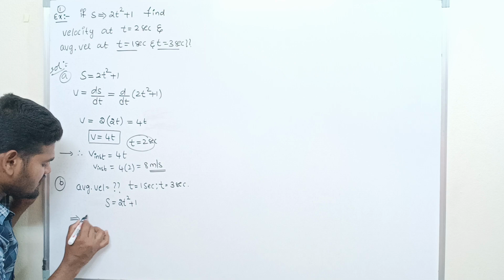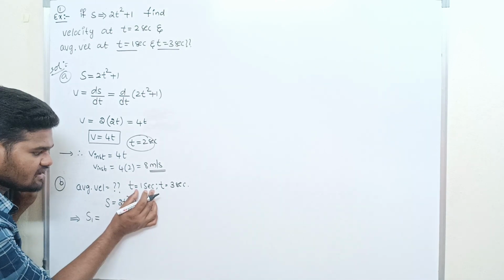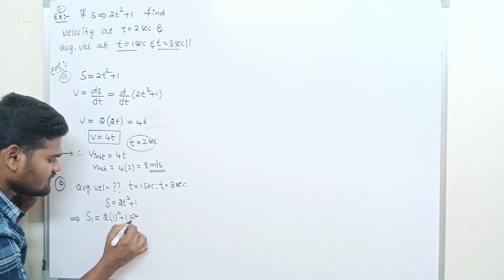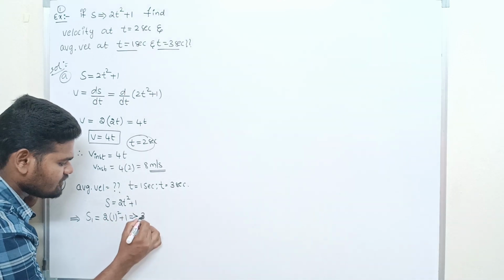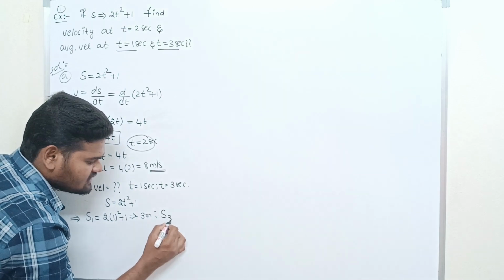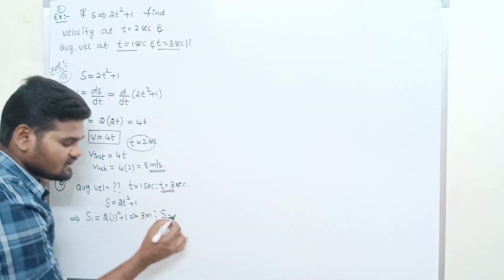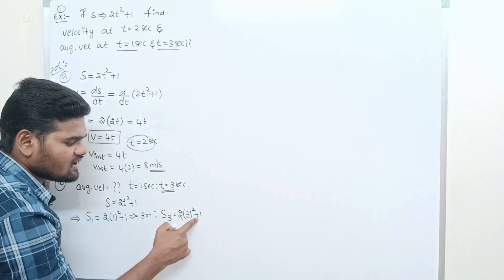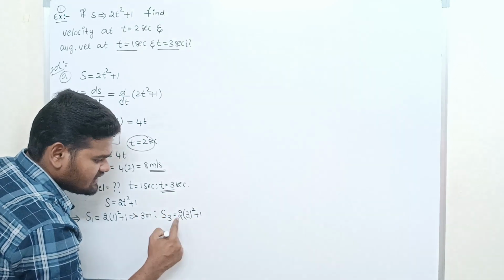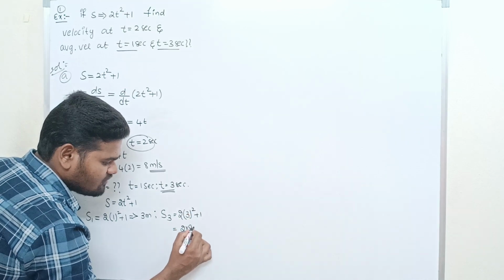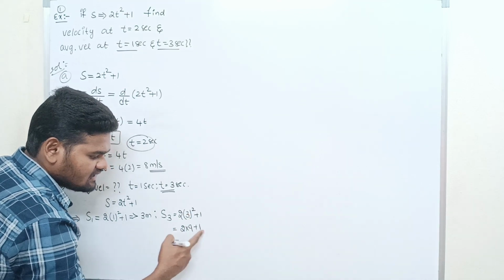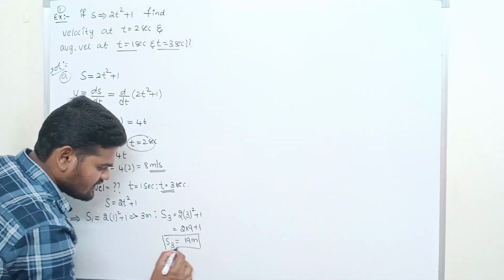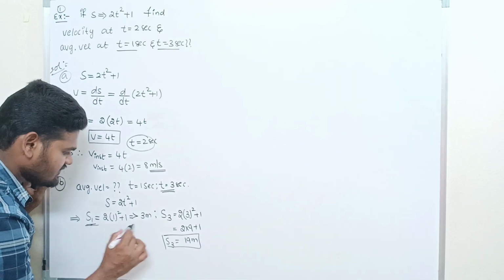Right. So what is the displacement at the first second? 2 into 1 square plus 1. 2 ones are 2, 2 plus 1, 3 meters. What is the displacement at the third second? 2 into 3 square plus 1. 2t square plus 1, t means 3. So 3 3s are 9, 2 into 9 plus 1, 2 9s are 18, 18 plus 1, 19 meters. So S3 is 19 meters, and the displacement at the first second is 3 meters.